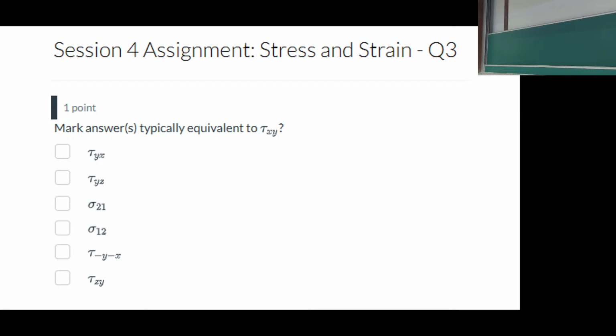Sometimes instead of doing sigma, or sometimes instead of doing tau, like I said before, you go back to sigma. And sometimes instead of using x and y, we use 1, 2. So x is 1, y is 2, z is 3. So you could see that tau xy could also be equal to sigma 2, 1, could be equal to sigma 1, 2. It could be equal to minus y minus x. And it could be equal to tau xy.